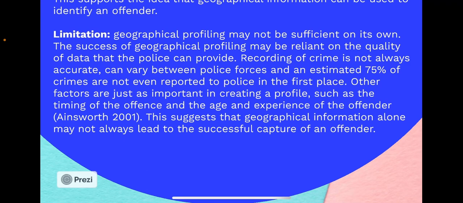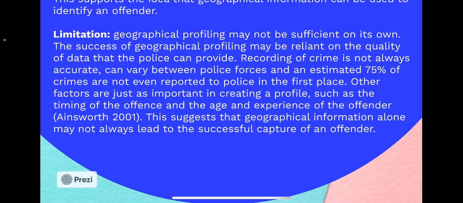This could be because recording crimes isn't always accurate. It varies between police forces. 75% of crimes are not even reported to the police in the first place, so especially if you're looking at something like sexual assault cases, some of these might not have even been reported to the police, or burglaries might not have been reported to the police, and this means that you can't establish those patterns because there are gaps in the data.